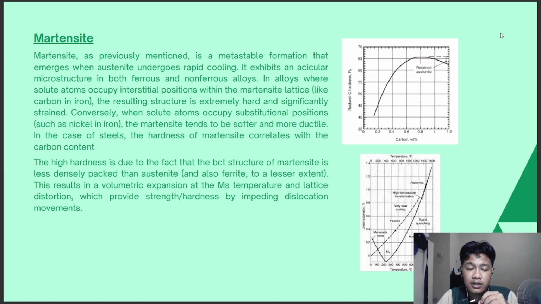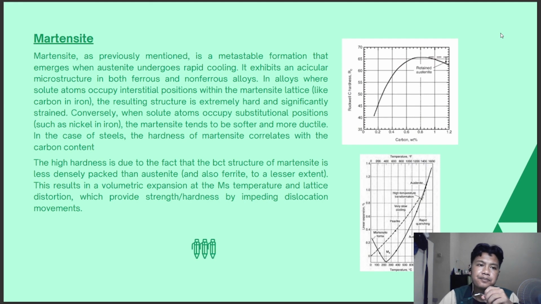In the case of steels, the hardness of martensite correlates with the carbon content. The high hardness is due to the fact that the BCT structure of martensite is less densely packed than austenite, and also ferrite to a lesser extent. This results in a volumetric expansion at the Ms temperature and lattice distortion, which provides strength or hardness by impeding dislocation movements.